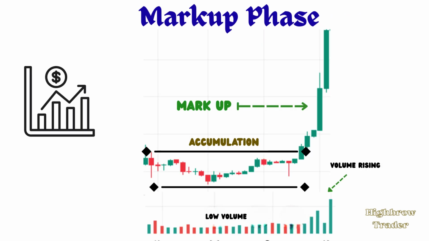The markup phase begins when price breaks out of accumulation and starts trending upward. Strong buying pressure enters the market, and momentum picks up quickly. This is when retail traders start jumping in, often after the move has already begun. Volume typically surges as price accelerates away from the range.